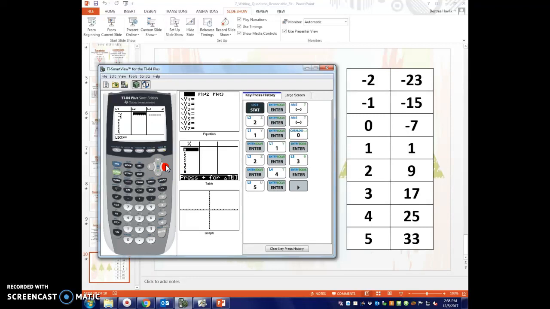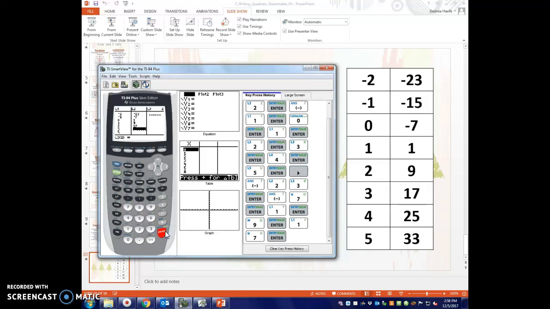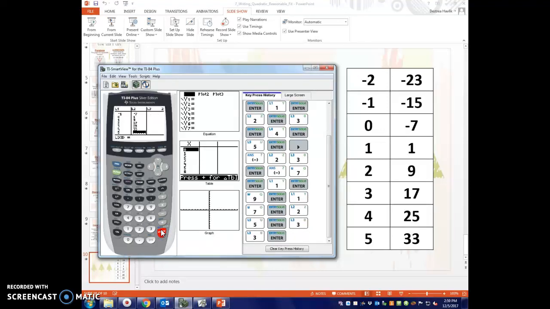Then in L2, go over to L2. We're going to type in all of our y coordinates. Y is always on this side. So -23, enter. -7, enter. 1, enter. 9, enter. 17, enter. 25, enter. And 33, enter. Double check and be sure yours match with the chart, okay?